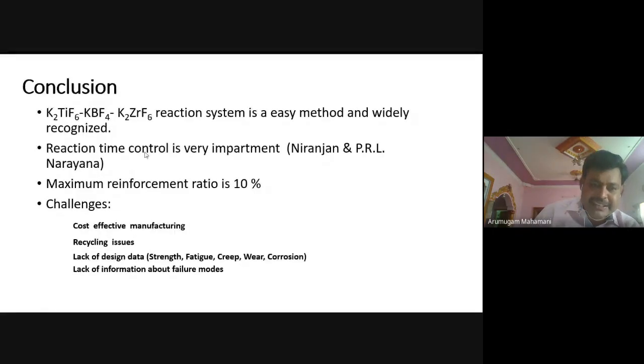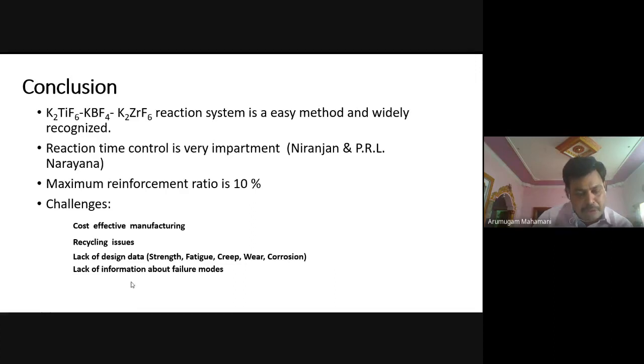If you maintain exactly 20, less or more, what happens? You can't get good mechanical properties. And this problem is more than 10%, it is not possible, so we stopped at 7.5. And the challenges: it is cost-effective manufacturing. For aluminum composites, we have recycling issues.